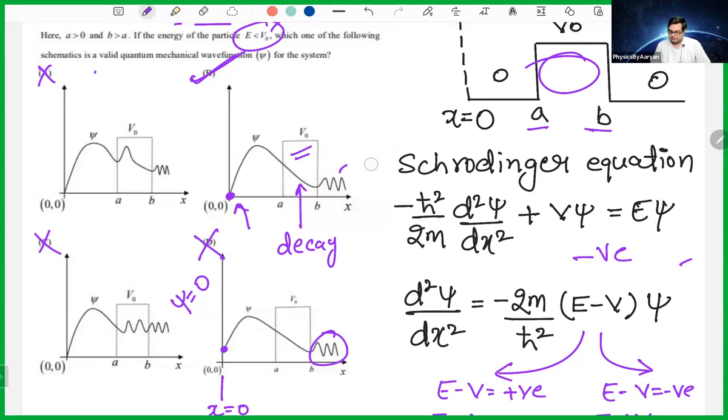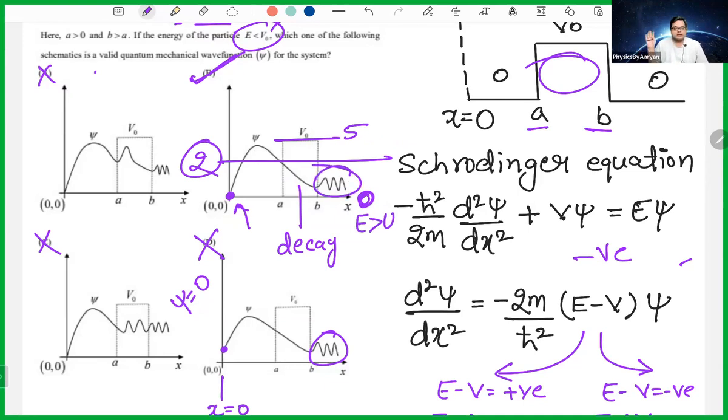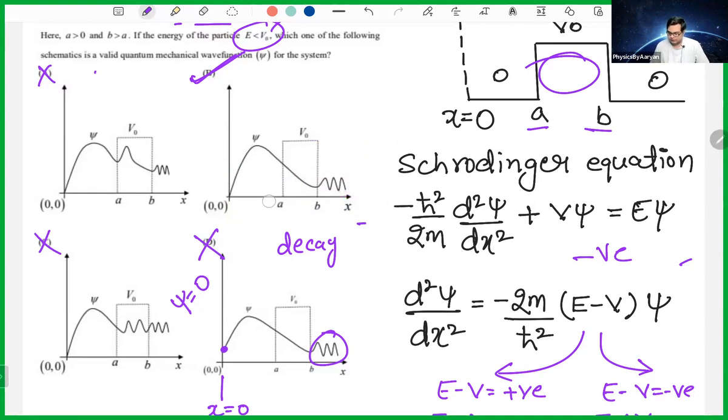Okay, so let's say, for example, this potential is 5 and our energy is 2. So in this region, energy is less than V, so decaying. But in this region, V is 0, right? V is 0 and 2 is greater than 0, right? In this region, E is greater than V, so we should have an oscillating solution. Okay, so that is why you see graph number B to be exactly correct. Yes, please. Any doubt in this question? Very important, very fundamentally important question.